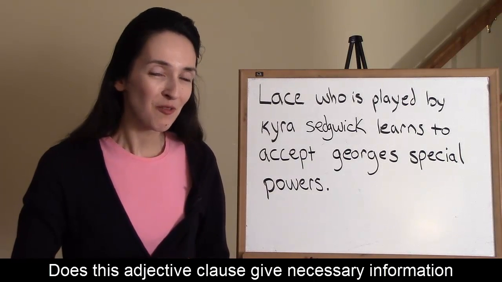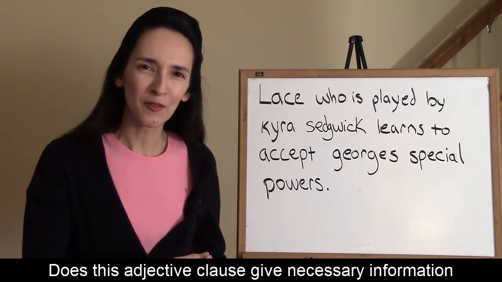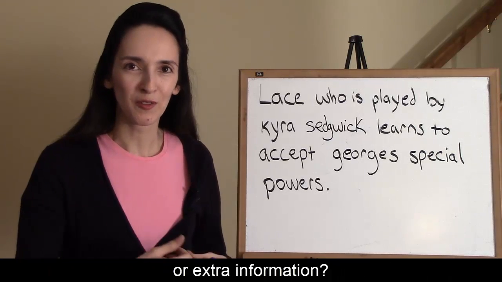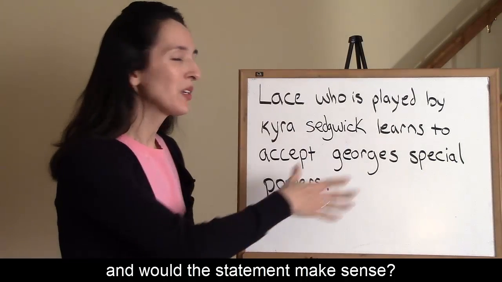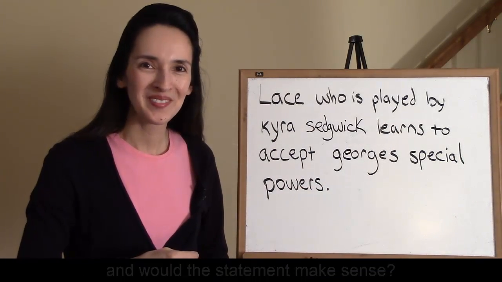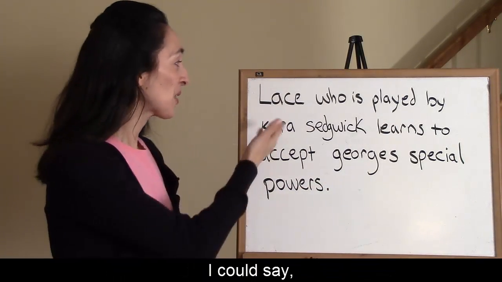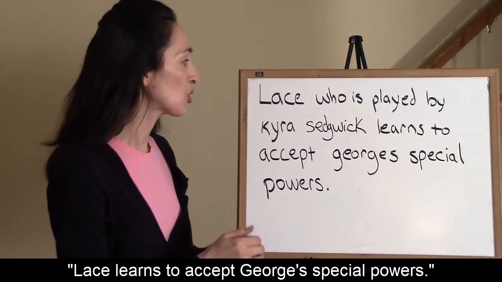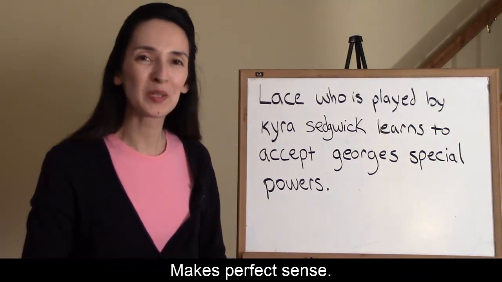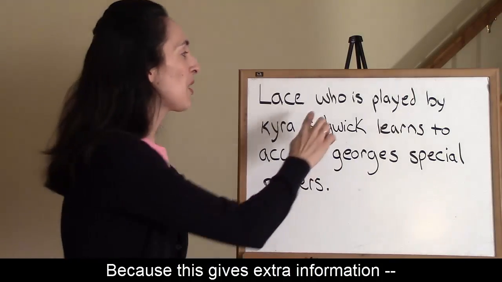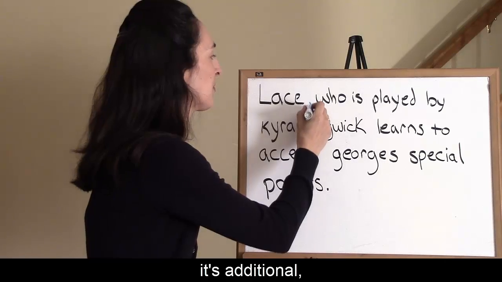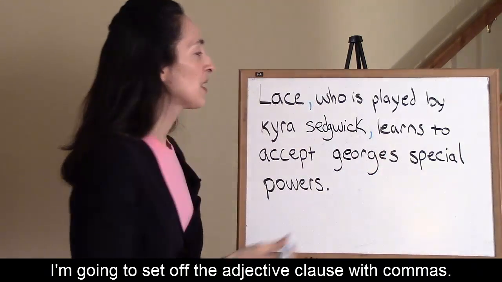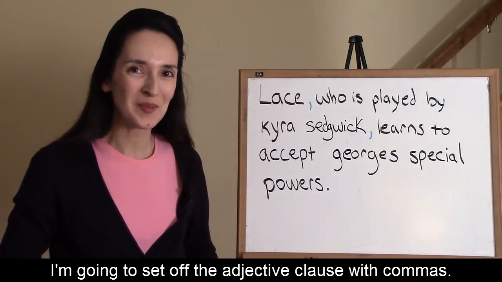Does this adjective clause give necessary information or extra information? Could we take the clause out, and would the statement make sense? Yes. I could say Lace learns to accept George's special powers. Makes perfect sense. Because this gives extra information, it's additional, I'm going to set off the adjective clause with commas.